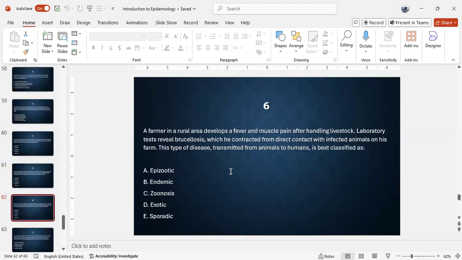A farmer in a rural area develops fever and muscle pain after handling livestock. Laboratory test reveals brucellosis, which he contracted from direct contact with infected animals on his farm. This type of disease transmitted from animals to human is best classified as A. Epizootic, B. Endemic, C. Zoonosis, D. Exotic, or E. Sporadic. C. Zoonosis. Yes, the correct answer is Charlie.